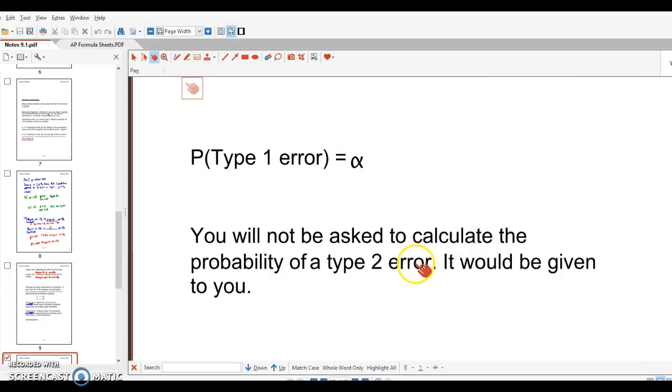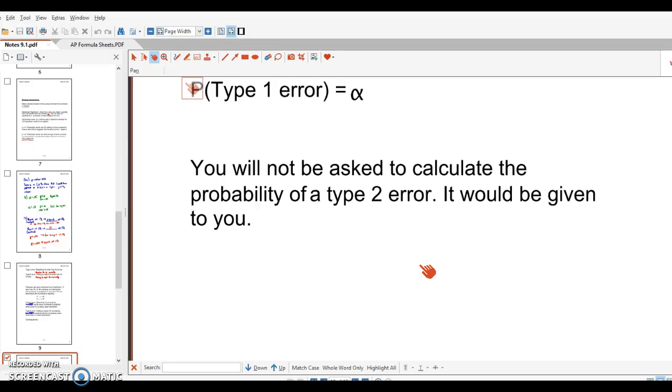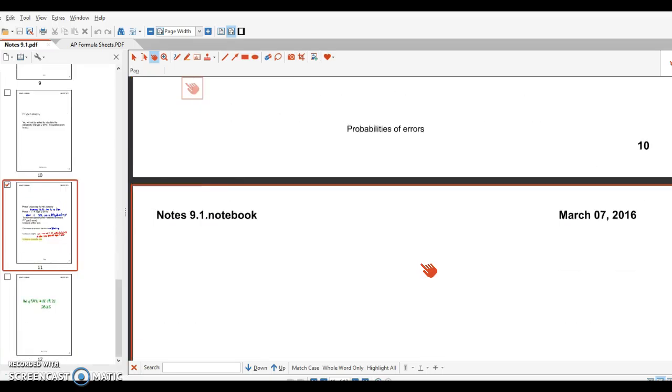Okay, the probability of type 1 error is the same thing as alpha level, so if I have 5% as my line in the sand or my cutoff, then the probability that I'm making a type 1 error or rejecting the null incorrectly would be 5%. You won't be asked to calculate the probability of type 2 error. That would have to be given to you.